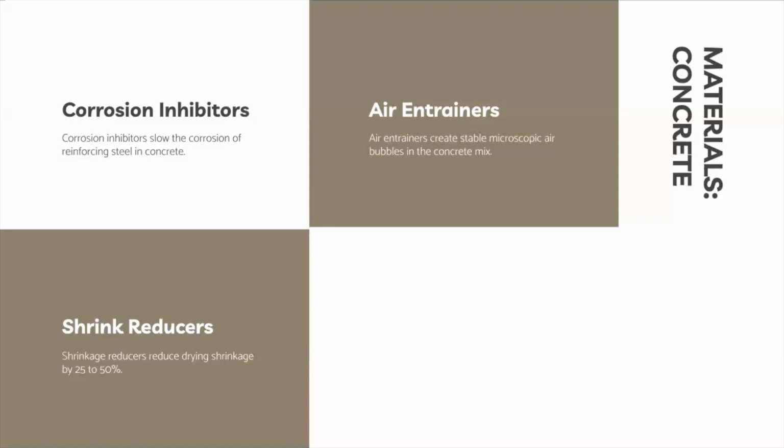Meanwhile, the shrinkage reducers decrease drying shrinkage by 25 to 50%, minimizing cracking and curling, particularly in flat cast products. While they have little effect on slump and air content, shrinkage reducers may slightly delay setting and high early strength development.